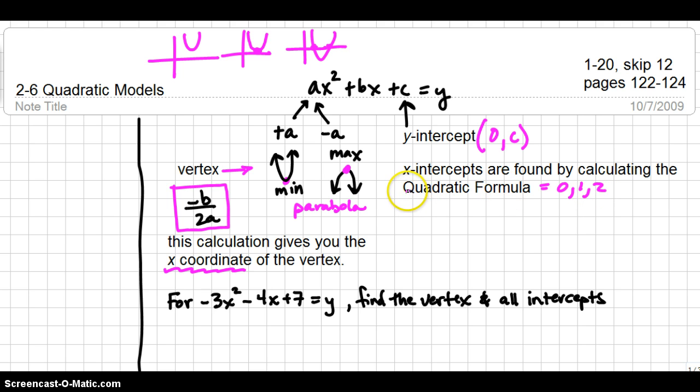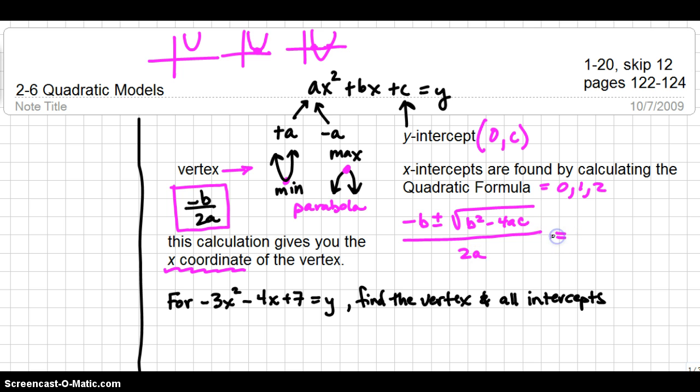Some people have set the quadratic formula to music using Pop Goes the Weasel, so feel free to look that up or Google that if you'd like. It might help you remember the formula itself. The formula is opposite of b plus or minus the square root of b squared minus 4ac all over 2a.